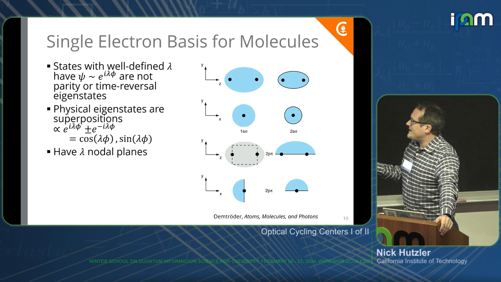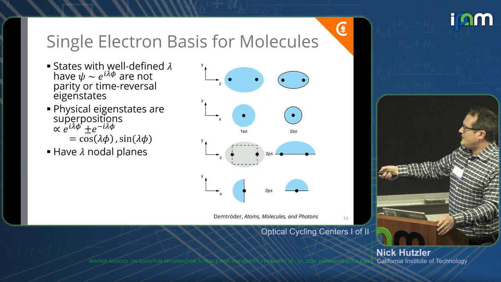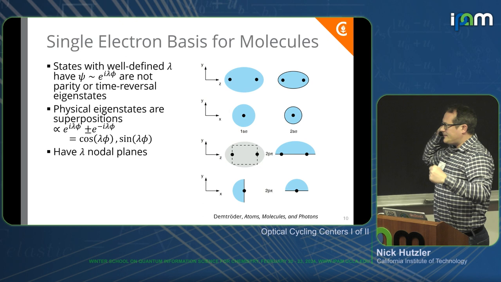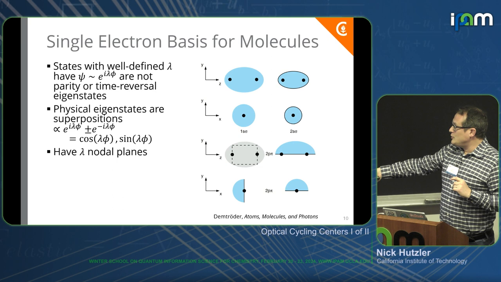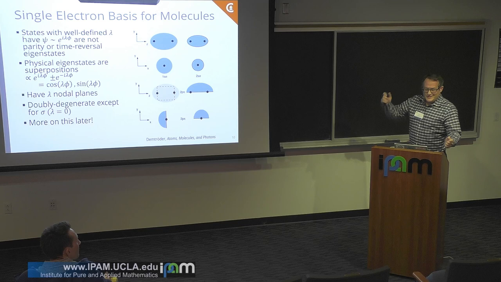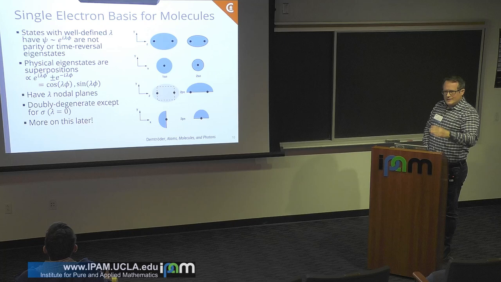So 1s sigma is just some kind of maximally symmetric wave function. But then if you have, for example, something like 2p pi, this pi means lambda equals 1. That means the eigenstates of this electron moving around this azimuthal angle look like cosine or sine of phi. And so you get two perpendicular states that are rotations of each other where there's some nodal plane. Those are nominally degenerate, sort of. What difference does it make whether the lobe is up or down? But it turns out they're not actually degenerate. So, I will revisit this later.